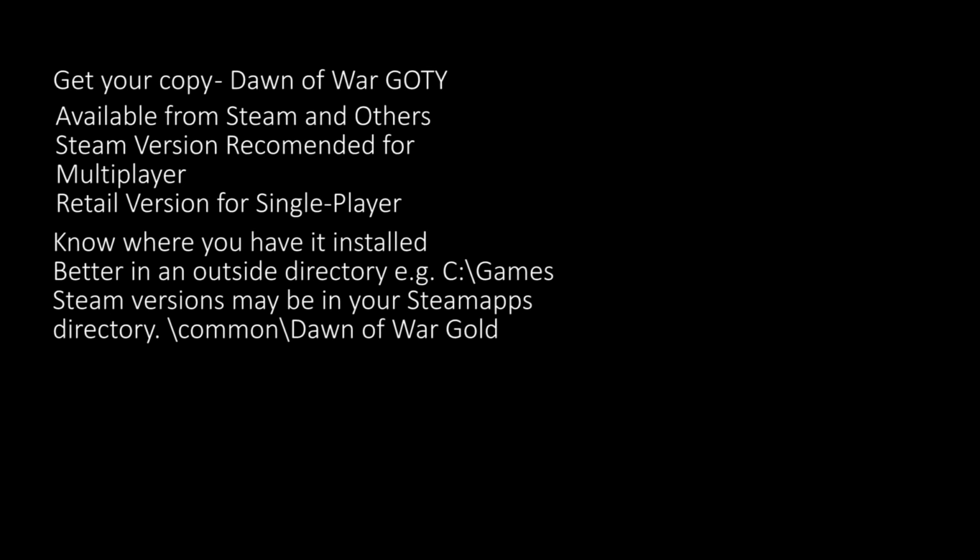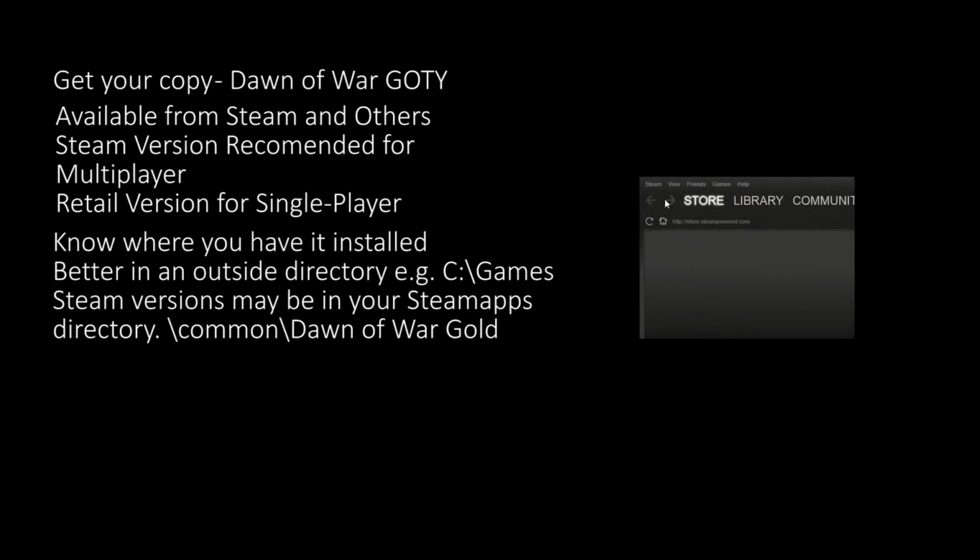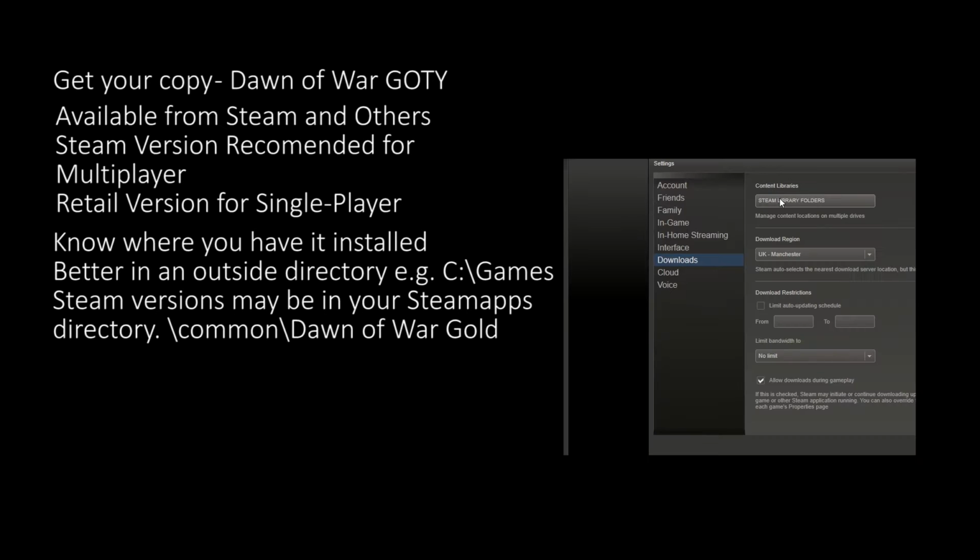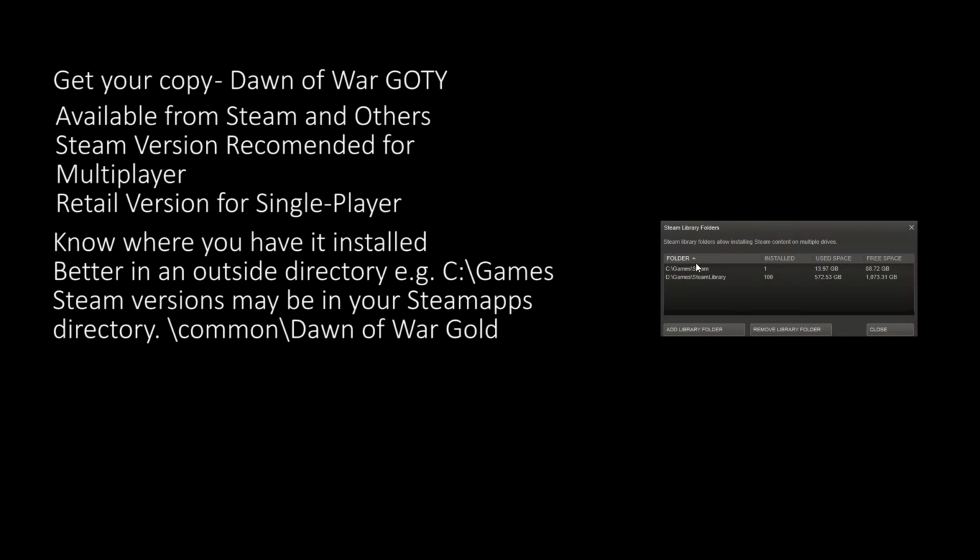The first thing you'll need to do is get your copy of the game. Currently it is available on Steam and from retail outlets. Both versions have their own pros and cons that will be detailed later in the guide. You will also need to locate your version of the game. For retail you'll see this when installing the game, and for Steam versions you can find your games by going to the top left Steam button, going to Settings, Downloads and Steam Library folders.